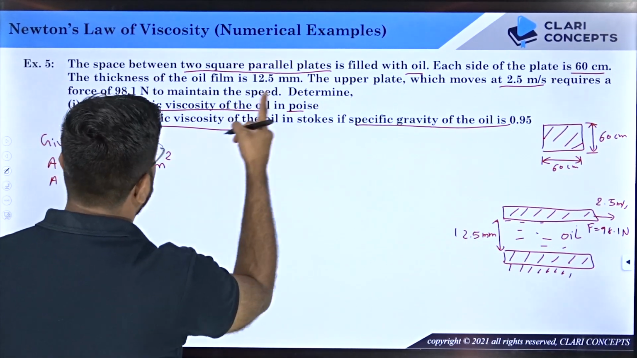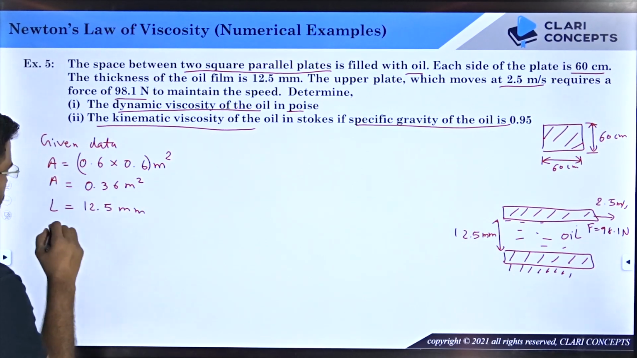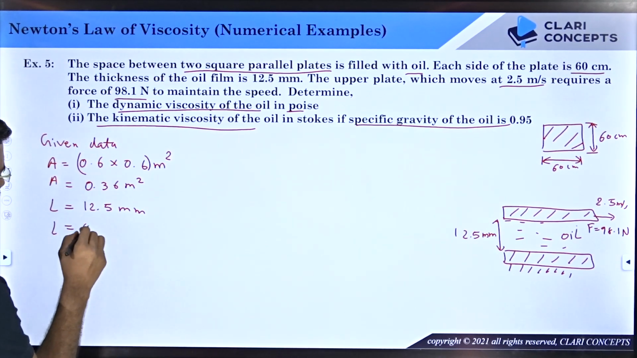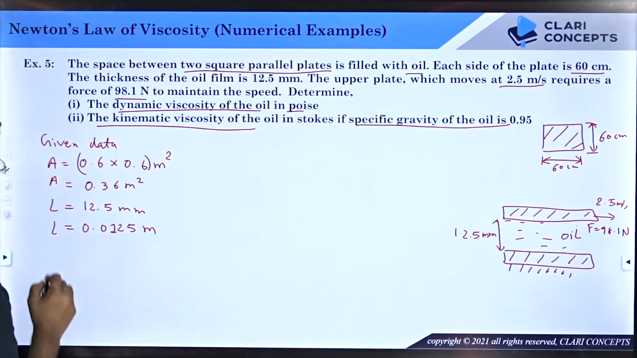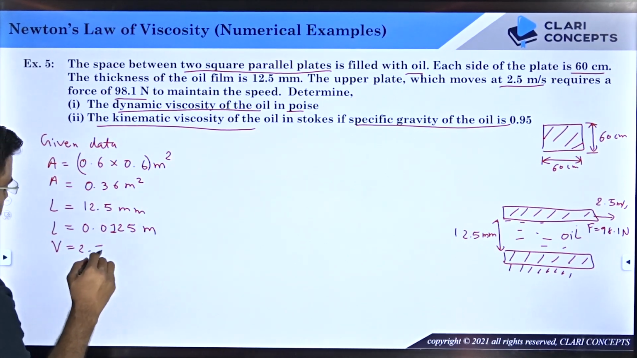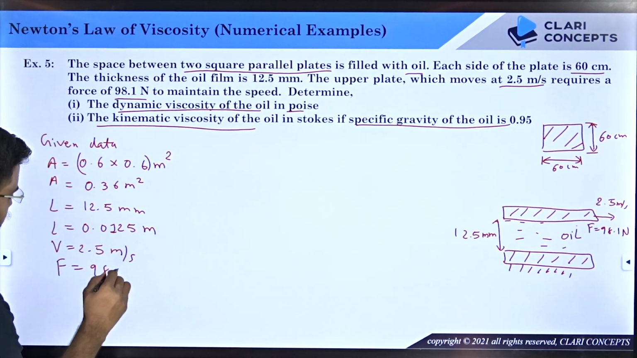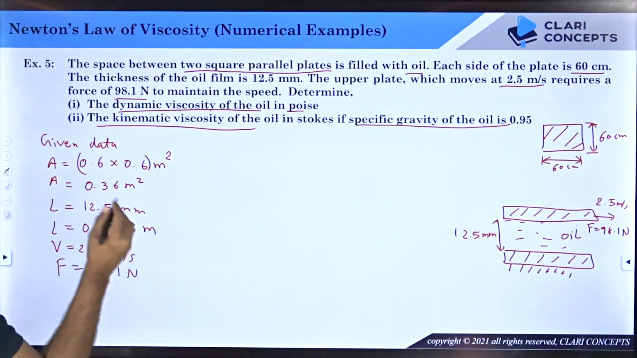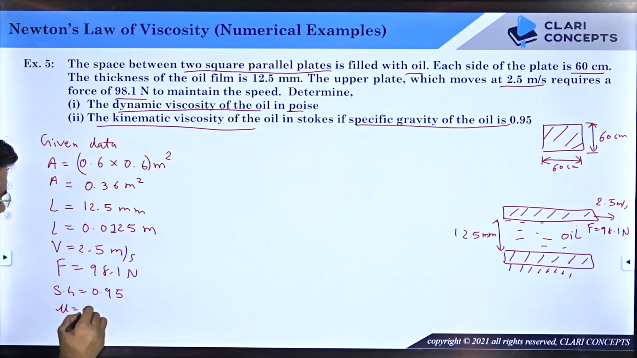Then the thickness of the oil film, that is L, 12.5 millimeter, which will be equal to, you divide it by 1000, 0.0125 meter. You just check it like this, 3 decimal backward. The upper plate moves at velocity 2.5 meter per second, requires a force of 98.1 Newton, so F is 98.1 Newton. Then the specific gravity of oil is given as G equals 0.95. You are supposed to find out mu, and also the kinematic viscosity.